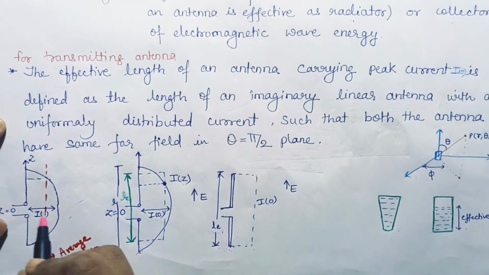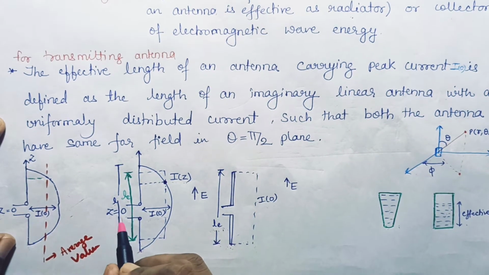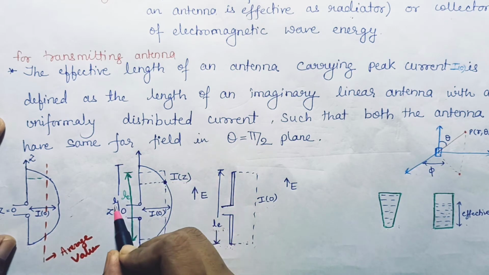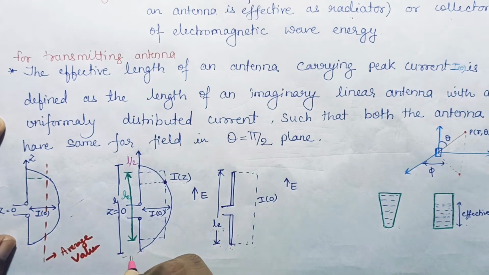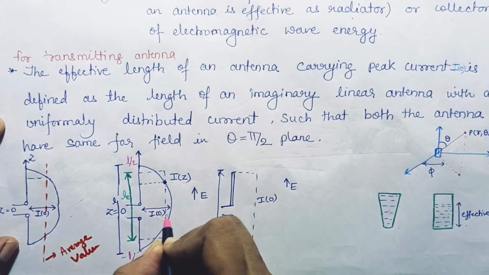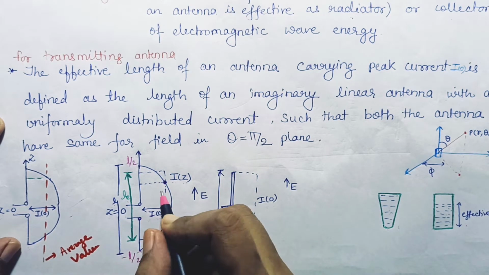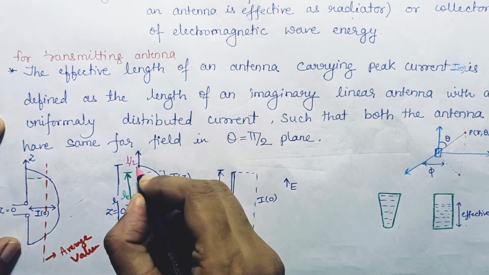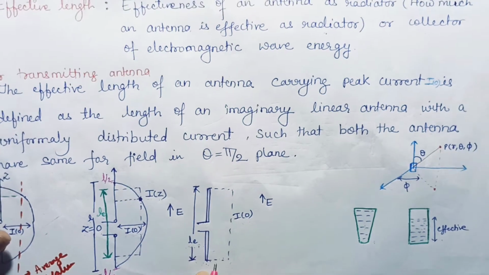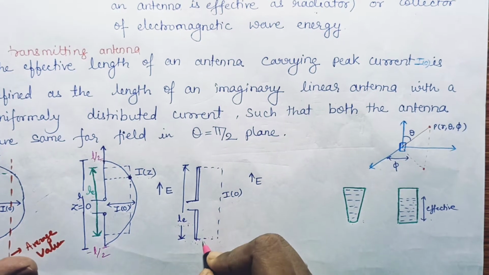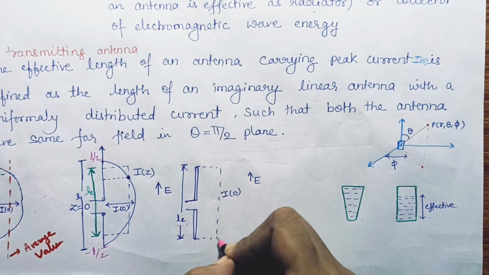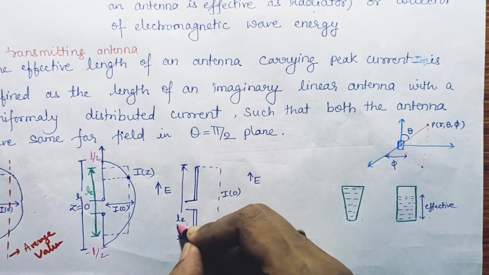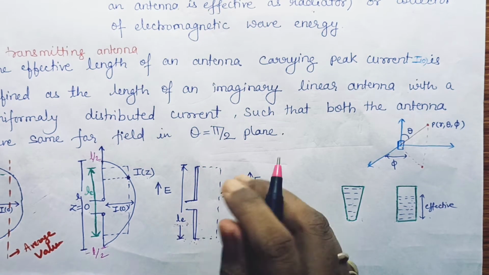For this, I am assuming a dipole antenna placed at z equals 0, having a length L, with its upper end at L by 2 and its lower end at minus L by 2. Its terminal current is I0, which is maximum, and its current at the edges is minimum. We are also assuming an imaginary dipole antenna which has a uniform current I0 throughout its length, and its length is LE, the effective length of the antenna.